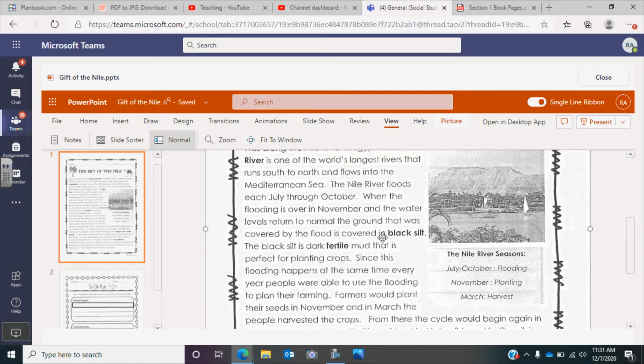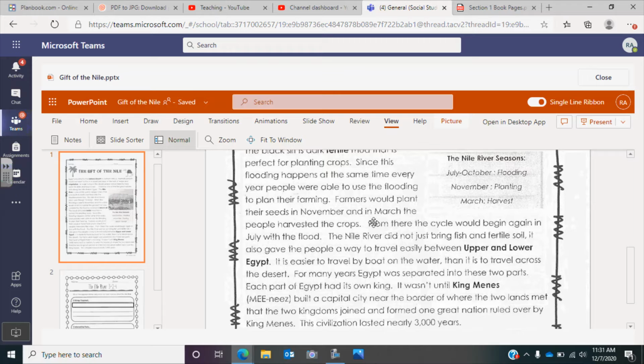Now we talked about silt with Mesopotamia, and we talked about silt with the Studies Weekly. If you remember, silt is dark, fertile mud, or we said it was dirt with tiny rocks in it, that is perfect for planting crops. Since this flooding happens at the same time every year, people were able to use the flooding to plan their farming. Farmers would plant their seeds in November, and in March, the people harvested the crops. So you can see here with this caption again, in November is when they planted, and then in March they would harvest. They would want to make sure that they harvested and got the field all ready to go before July rolled around again.